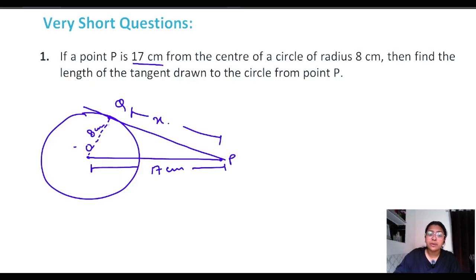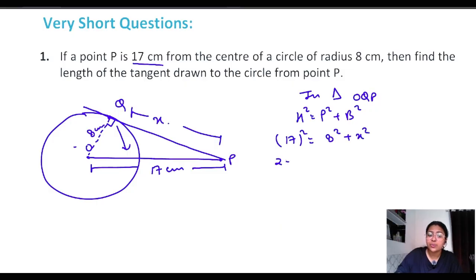You know radius and tangent are perpendicular to each other, so this angle will be 90 degree. So in triangle OQP, this is a right angle triangle, we can apply Pythagoras theorem. So hypotenuse square is equal to P square plus B square. Here, what is the hypotenuse? Yes, the side which is opposite to the 90 degree. So the hypotenuse length is 17. So 17 square is equal to 8 square plus x square. 17 square is 289 is equals to 64 plus x square.